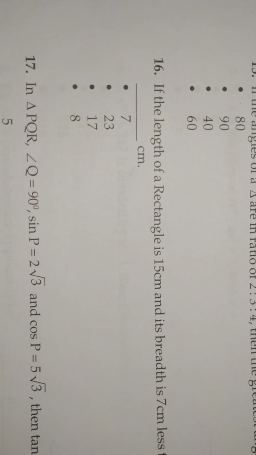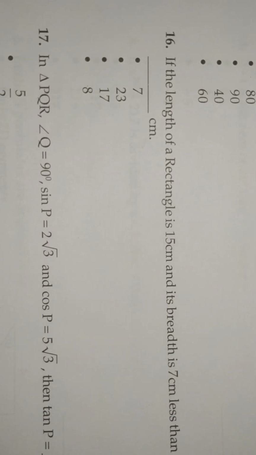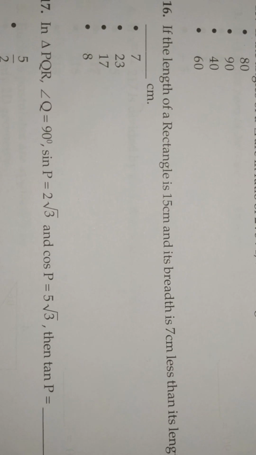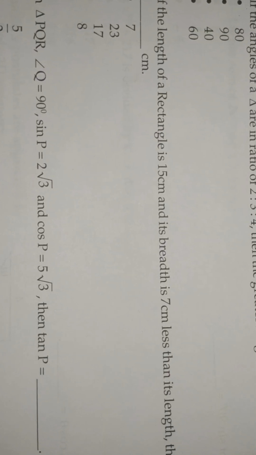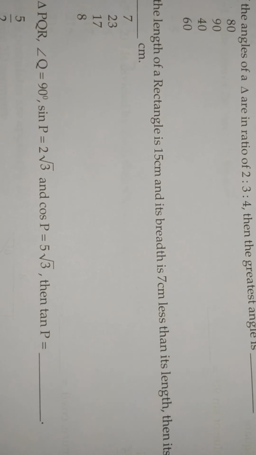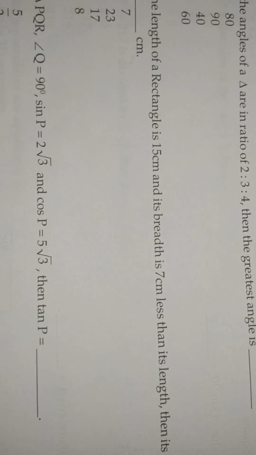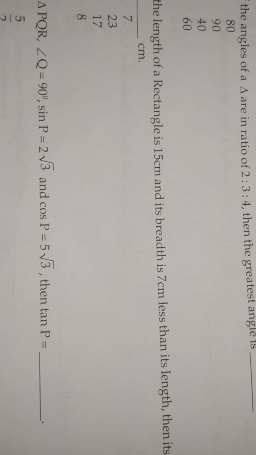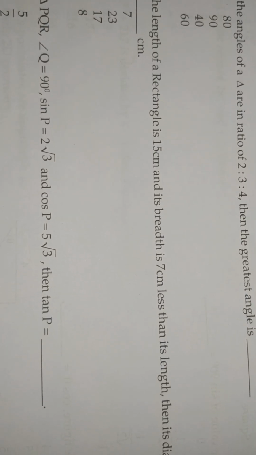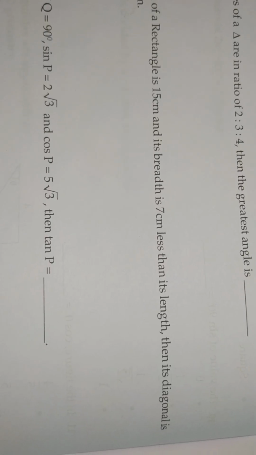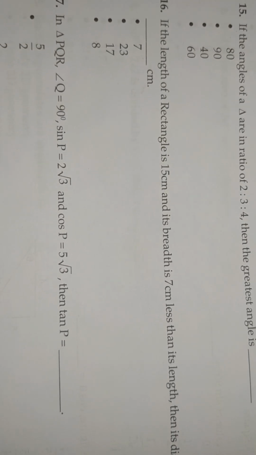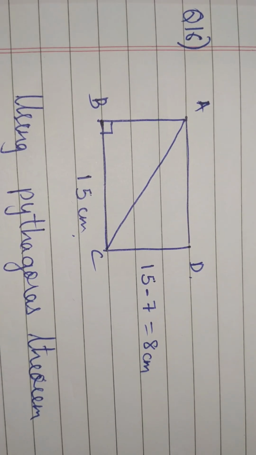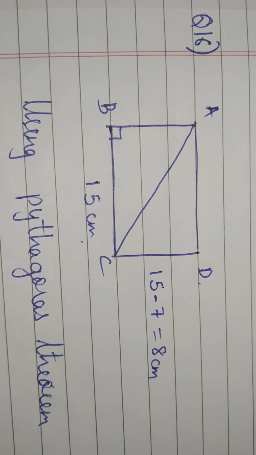Question number 16. If the length of a rectangle is 15 and its breadth is 7 less than its length, then find its diagonal. So the breadth will be 15 minus 7, and then we need to find the diagonal. Students, now I have drawn a rectangle.